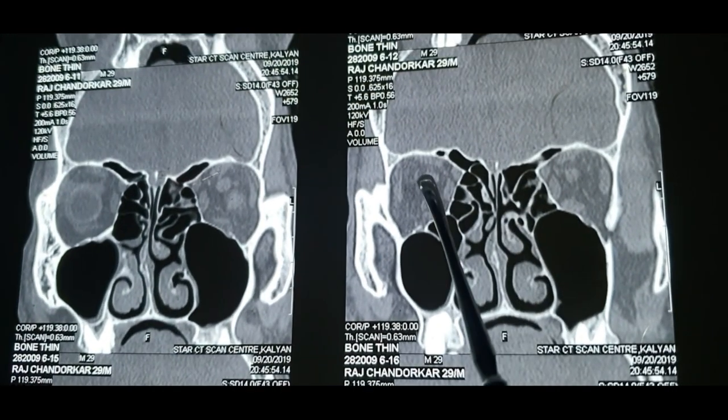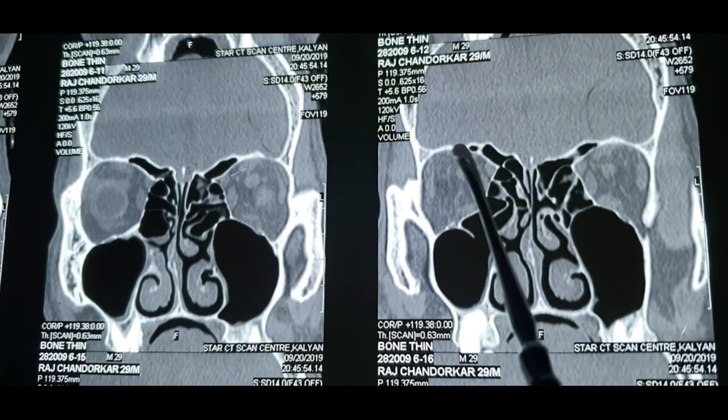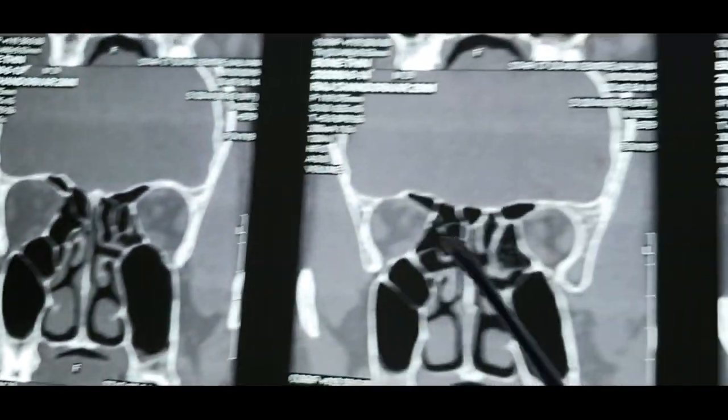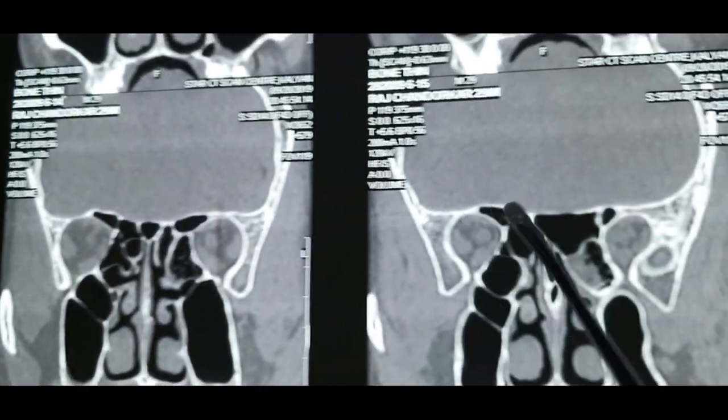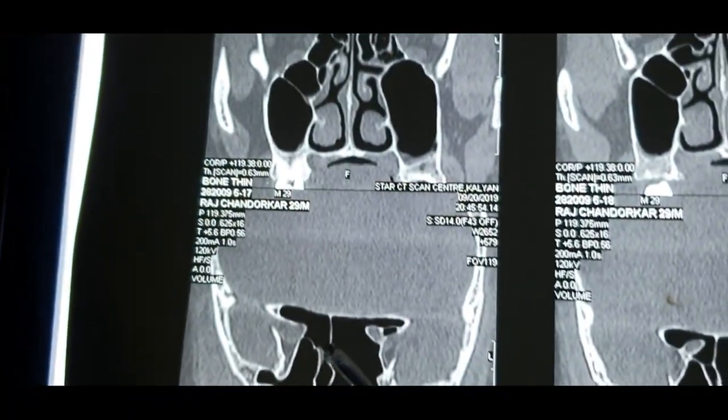Now, what bone is this? This is the frontal bone. Orbital plate of the frontal bone. Keep on going posteriorly. Now, see this.